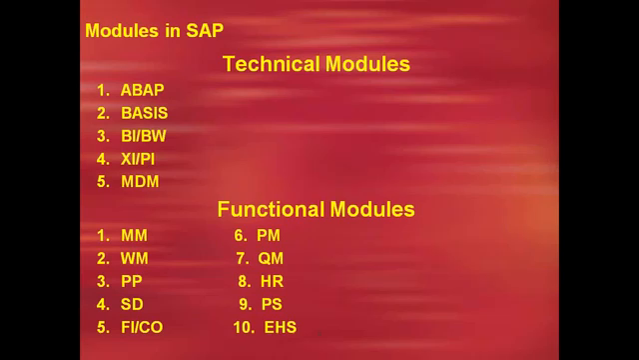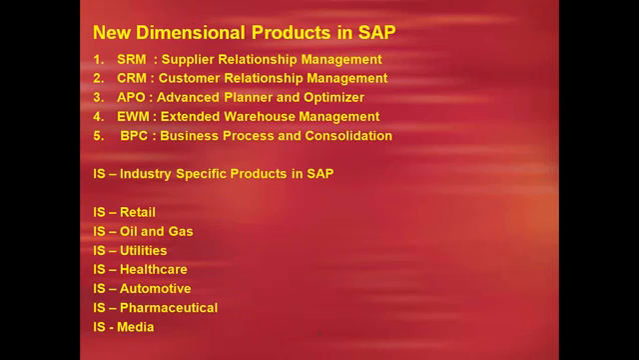Materials management, WM, warehouse management. PP, production planning and control. SD, sales and distribution. Financial and control, FICO. Plant maintenance, PM. Quality management, QM. HR, human resources. PS, project systems. EHS, environmental health and safety. Next we have new dimensional products in SAP. That is the functional modules we're supposed to call it as.